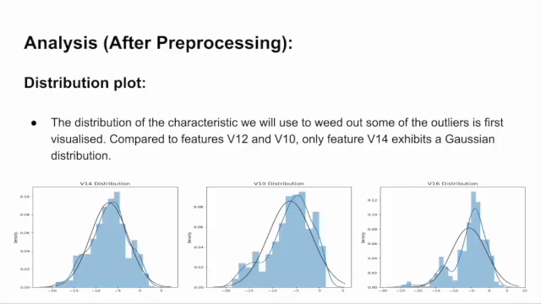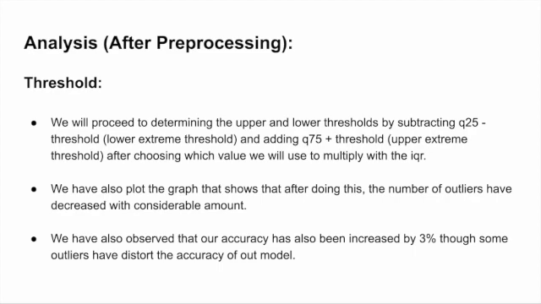Here is the distribution plot of three features, V14, V10 and V16, out of which only V14 has a Gaussian distribution. Now for the threshold, we determine the upper and lower thresholds by subtracting from the Q25 threshold and adding to the Q75 threshold, after choosing which value we will multiply with the IQR. We have also plotted a graph showing that after doing this, the number of outliers has decreased, and we have also observed that the accuracy has increased by 3%.